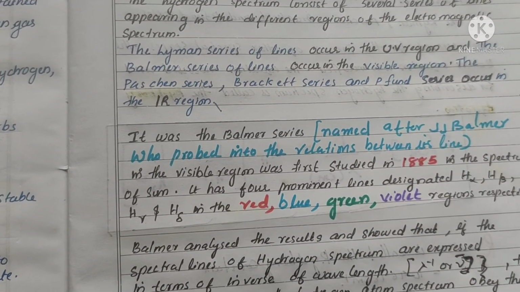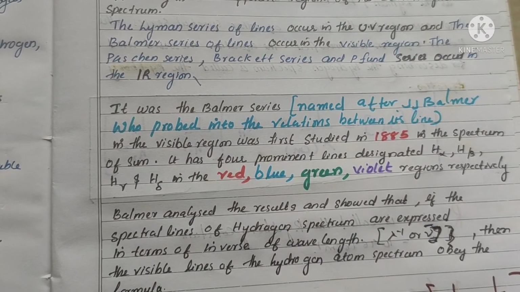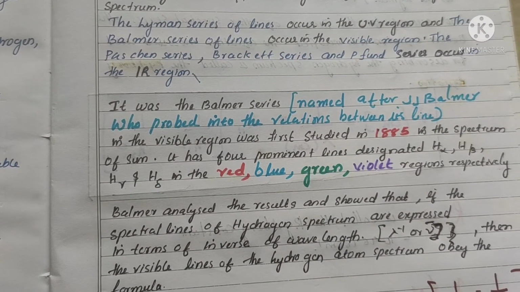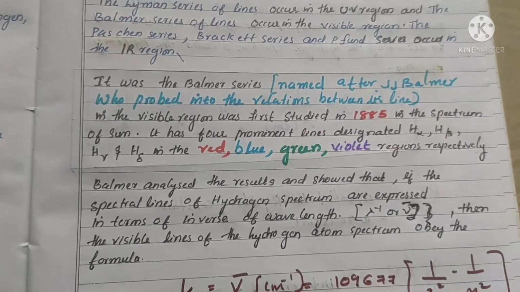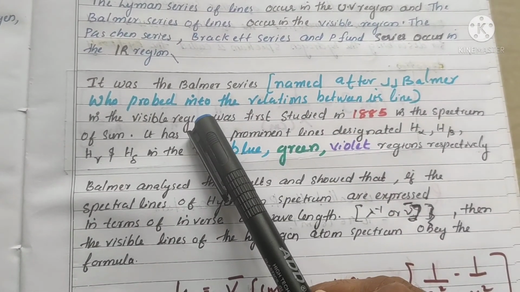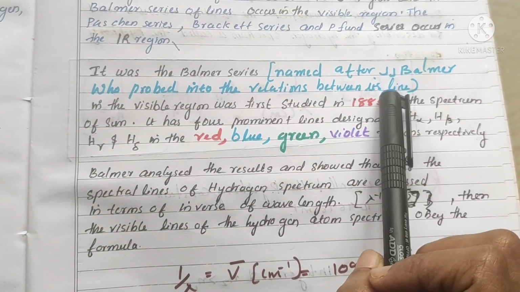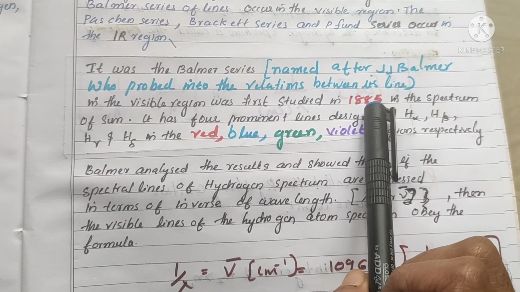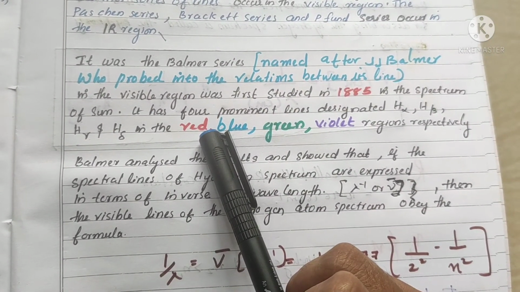In 1884, Johann Balmer examined the emission line spectrum in the visible region and found that it has 4 prominent lines designated H alpha, H beta, H gamma and H delta in the red, blue, green, violet regions respectively.